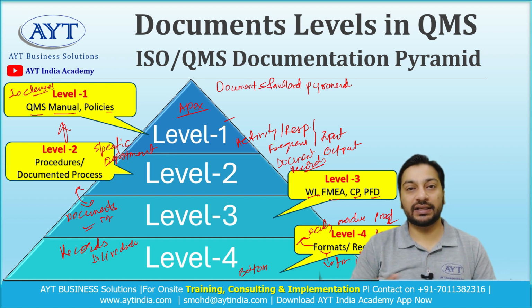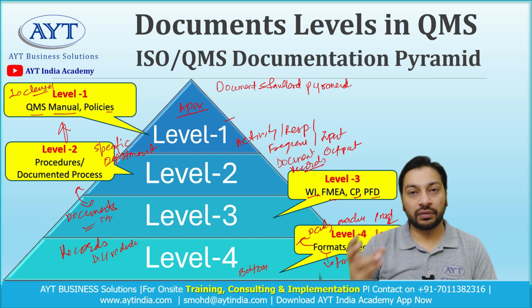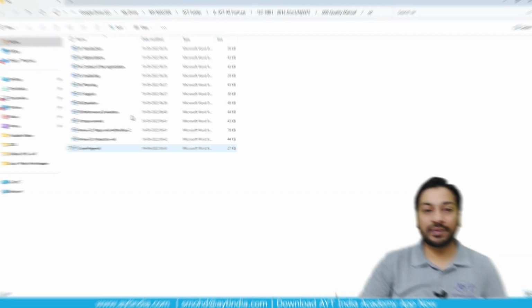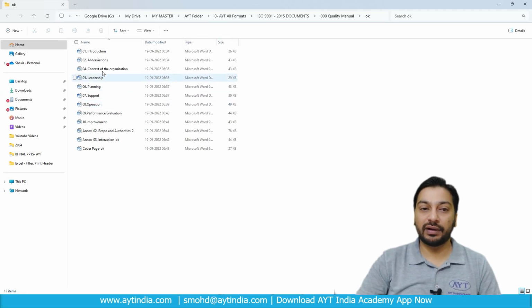Now let's look at one sample of each of these: level 1, level 2, level 3, level 4, so you get more clarity. The level 1 document is now open on your screen.